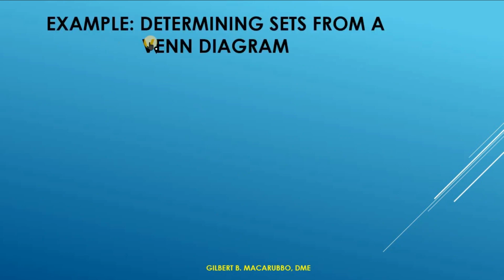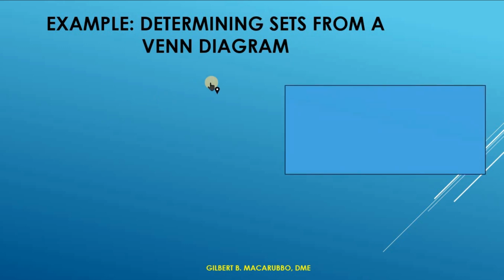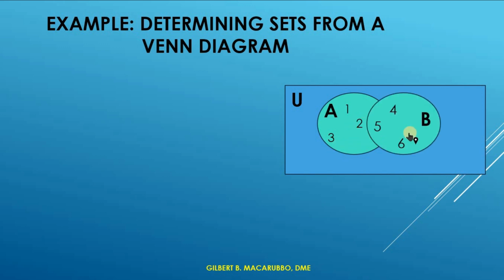Next, we have here the example, determining sets from a Venn diagram. So we have here set A. Set A contains an element such as 1, 2, and 3. Then we have set B. Set B contains 4, 5, and 6. Now, as you can see, class, 5 is common to set A and set B. Yung number 5 natin ay ang common sa set A at saka sa set B.